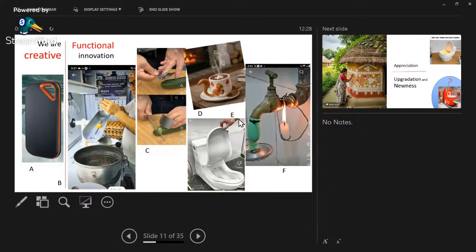Now the E, you can see that there is a special type of Komodo, and you can see how to use it and what the problem is. Now here, the F is a local innovation. You can see that instead of a geyser, how people are using this candle to do this thing.